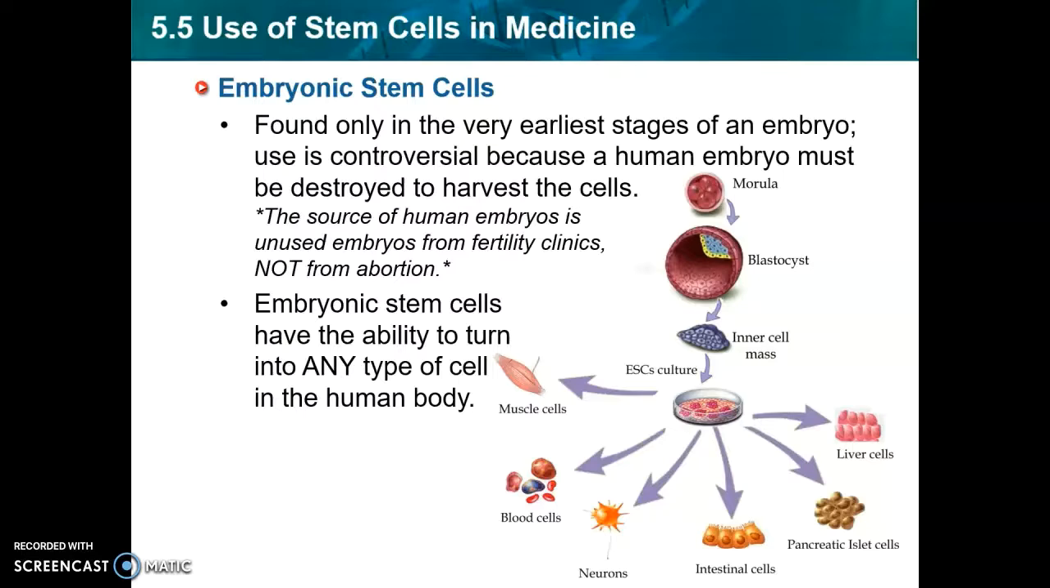So before we do that, let's talk about why embryonic stem cells are so important. They're found only in the very earliest stages of an embryo, and so in order to do any kind of research with them, you would unfortunately have to destroy a human embryo to get those cells. Obviously, there's a lot of ethical questions and concerns that deal with that.